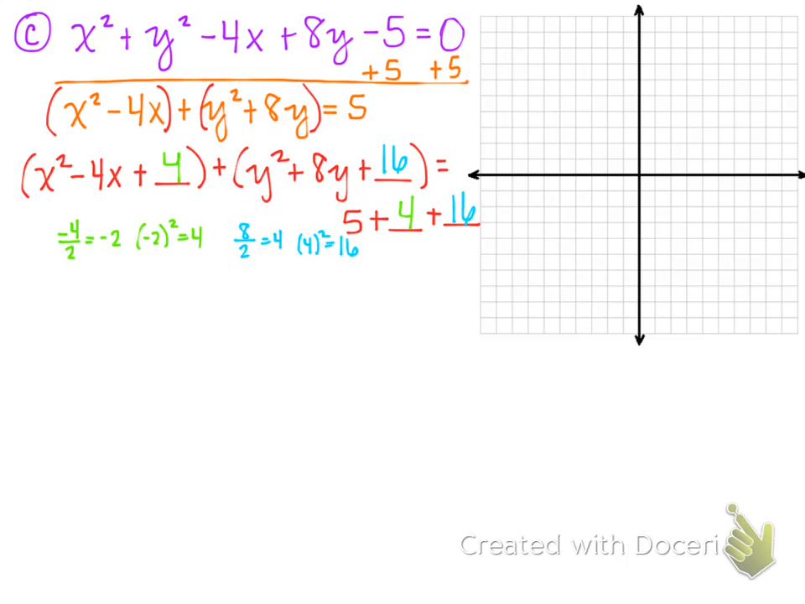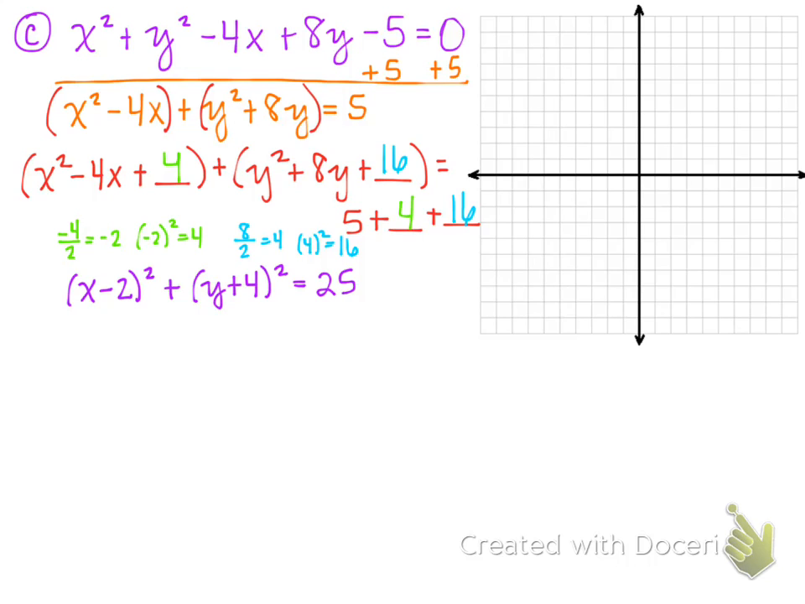So now, we just have to factor these guys. You guys should probably be pretty good at doing this now. This is going to be x minus 2 squared plus, and then for this one, we have y plus 4 squared, and then all we have to do is just add what's on the right hand side. We have 5 plus 4 plus 16 and we get 25. Now we have it in standard form.